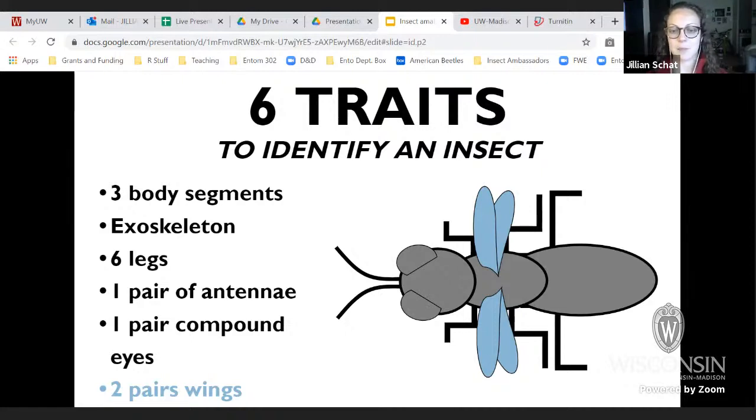Some insects have modified their wings for other purposes too. Sometimes they can be converted and used for camouflage. On some groups of insects like beetles, they're hardened and they act like kind of a protective outer shell. And so wings serve a lot of different purposes.